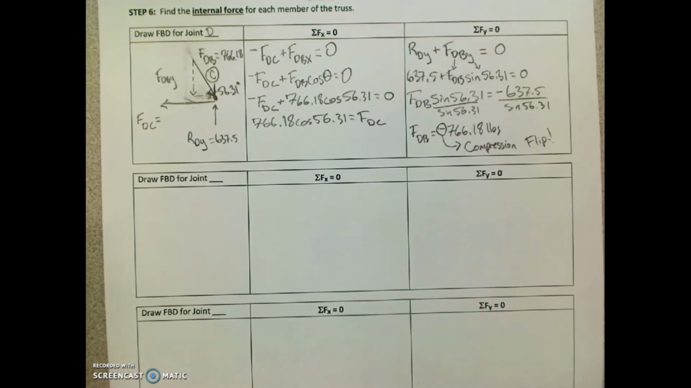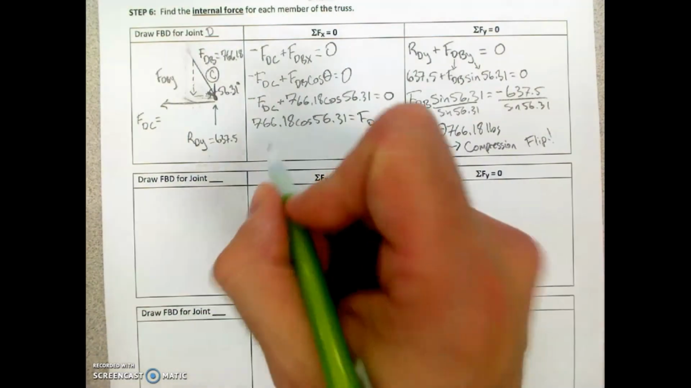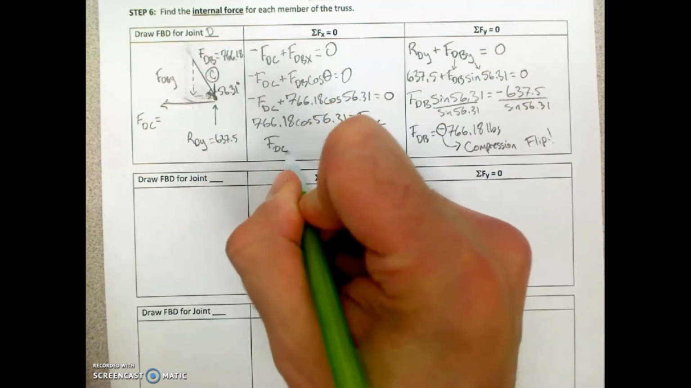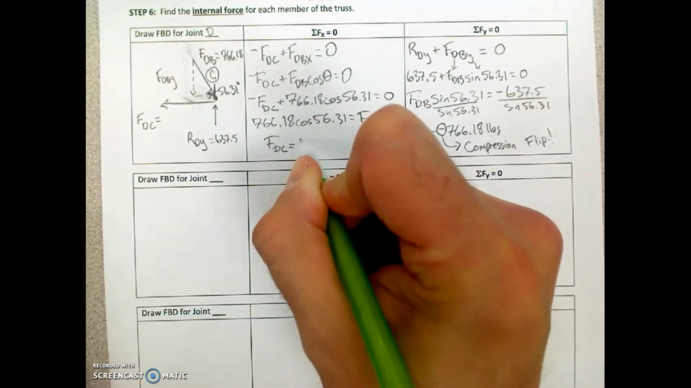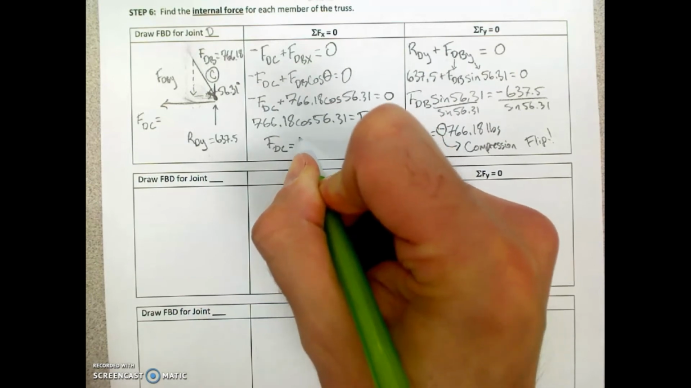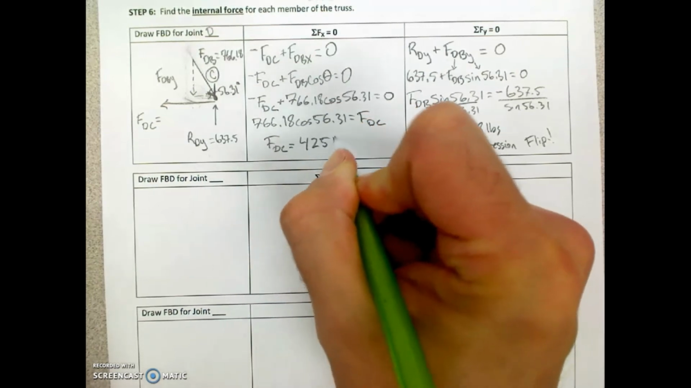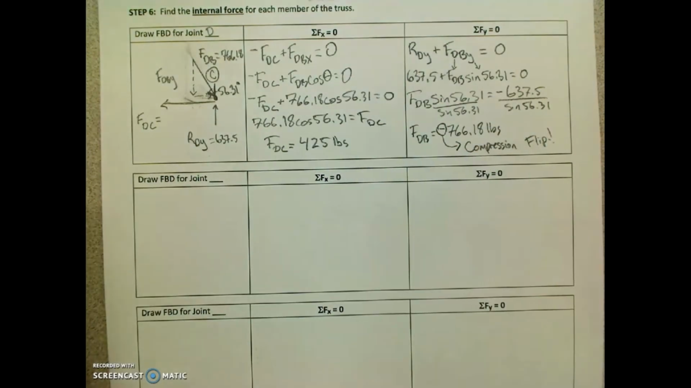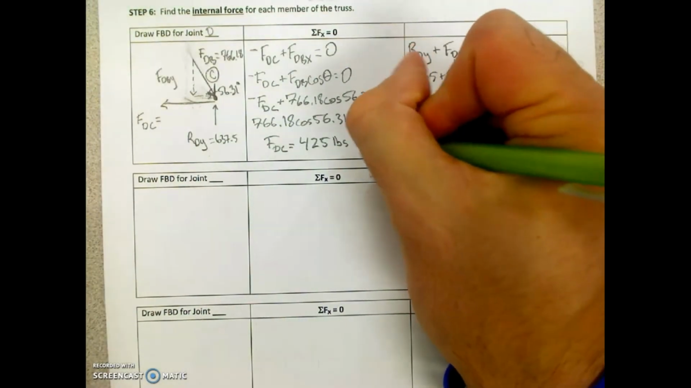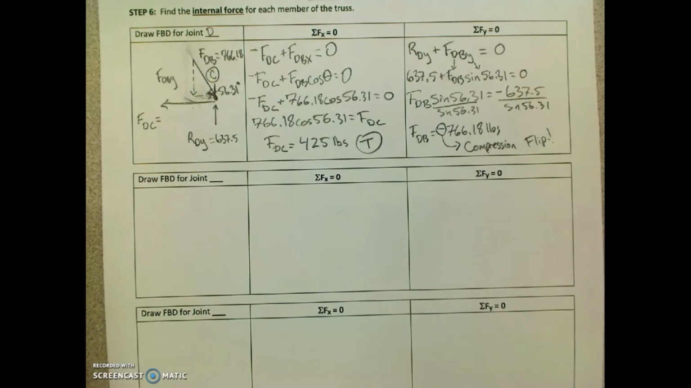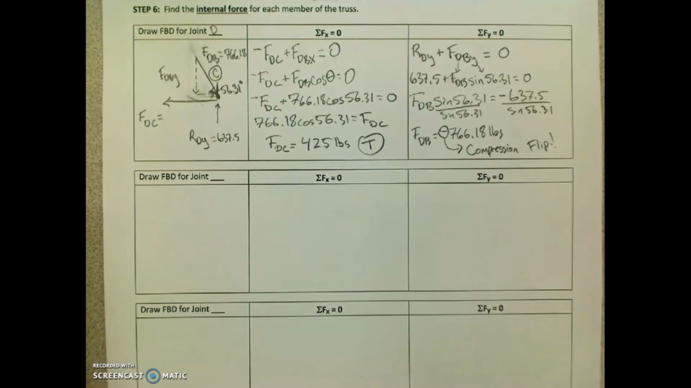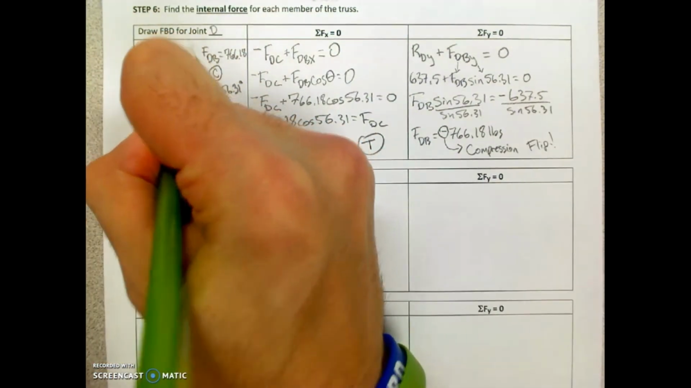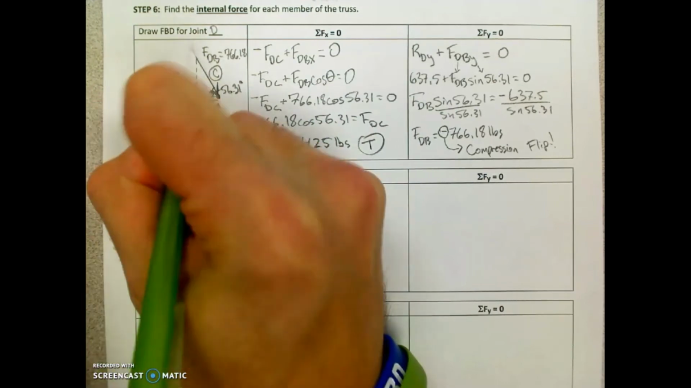And if I use my handy dandy calculator, 766.18 times cosine 56.31, beautiful. I find that FDC is equal to 424.999. We're going to say that thing is 425 pounds. And because it came out to be positive, I know that my guess is right, which means we're going to keep that bad boy in tension. Beautiful.